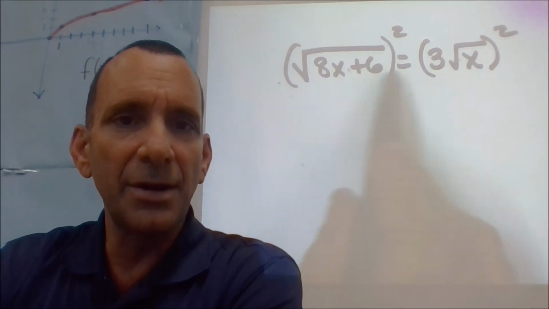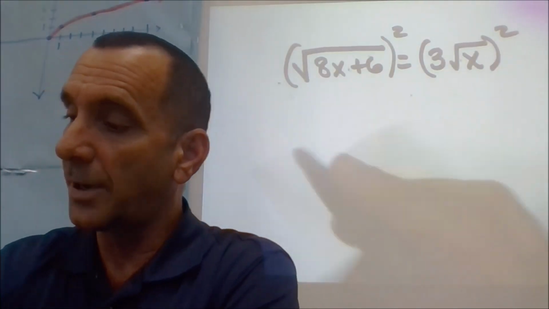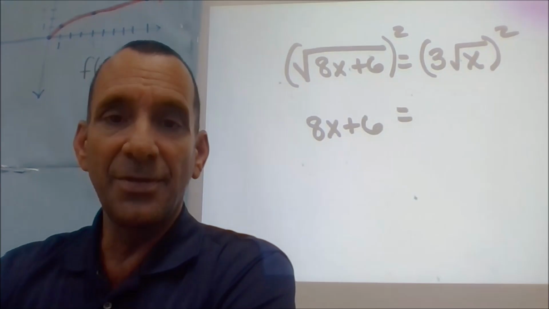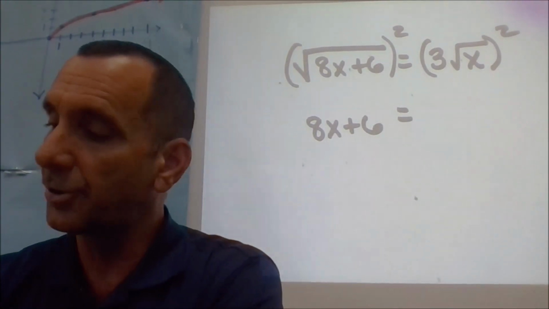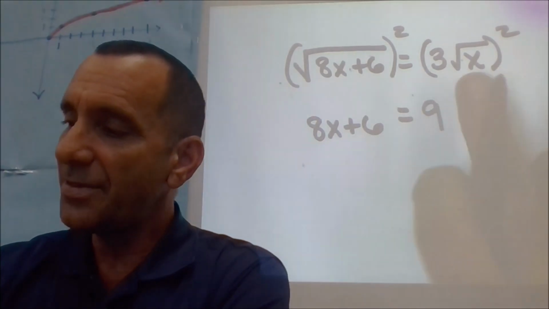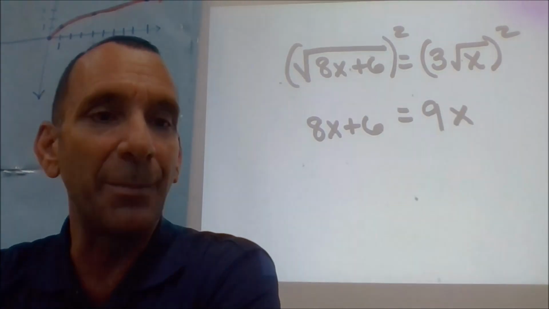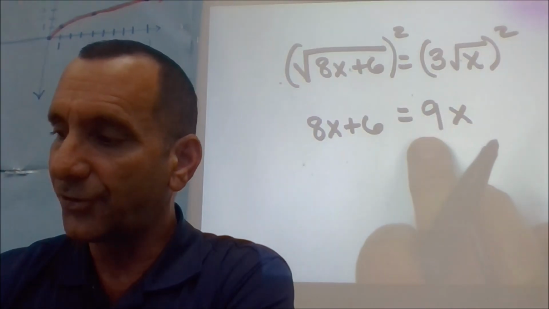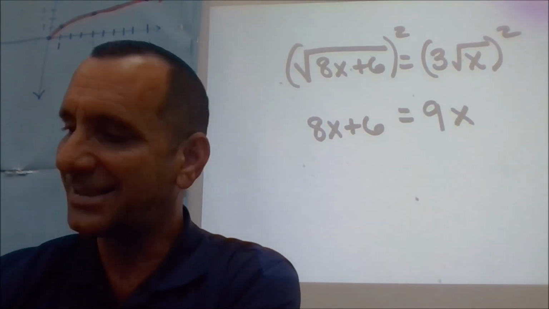Now, when you square this side and everything underneath the radical just goes away, we end up with 8x plus 6. Now, on this side, we have to be a little careful because we're squaring both terms. The 3 gets squared, and the square root of x gets squared, which just lets us drop the radical. But be careful with that 3, it also gets squared. And now we can finish off that easy situation.